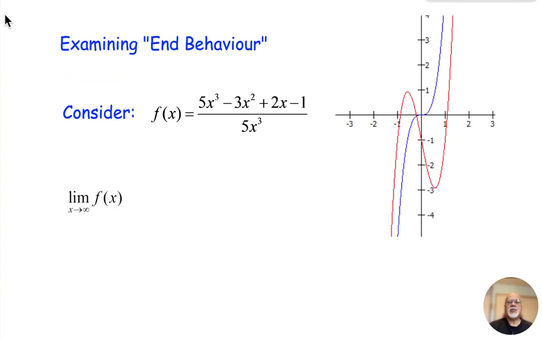Now let's talk about end behavior. In an earlier math course, certainly in high school, you may have learned about end behavior of graphs. We can see, just so you know which one's which here, the 5x cubed minus 3x squared one would be the red one. And 5x cubed is the blue one.